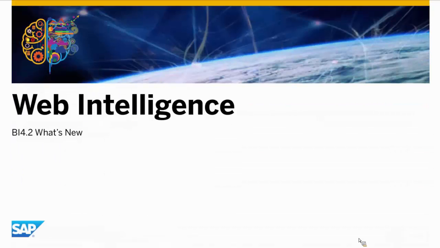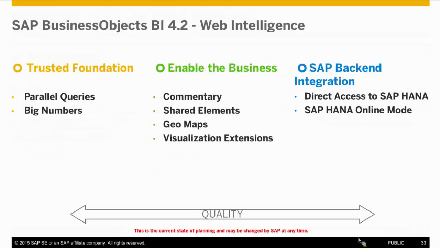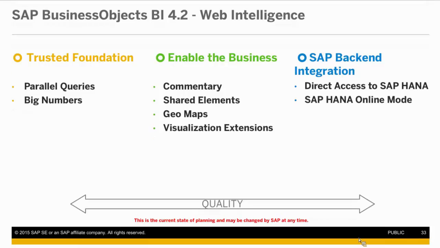So far the platform. Let's move to Web Intelligence. What do we do in Web Intelligence 4.2? First, with Trusted Foundation, parallel queries, and the second part is big numbers. We enable the business by leveraging the commentary solution, as well as shared elements, geomaps, and visualization extensions. And we improved the backend connectivity in SAP HANA with two different modes.